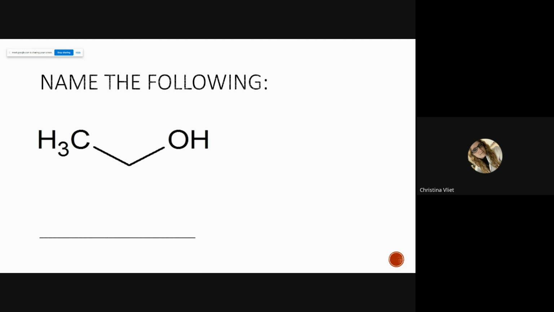Name the following. How many carbons are here? I know it's written kind of wonky, but there's one here and two there. What's the prefix for two? Ethane. You drop the e. So just to go through the process, ethane would be 2 carbons long. Drop the e and add ol because it's an alcohol. So now it's ethanol, the type that's used for fuel. That was our first example.